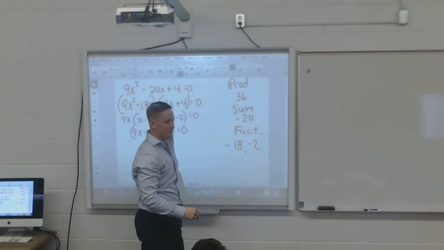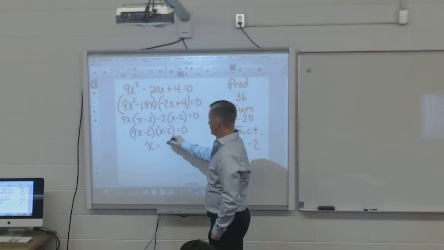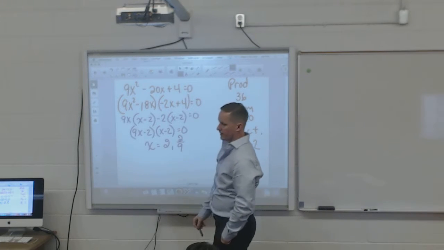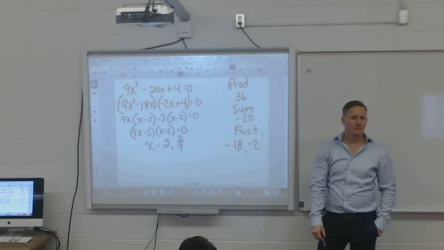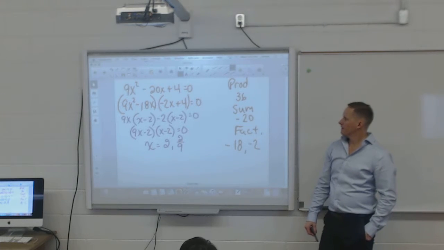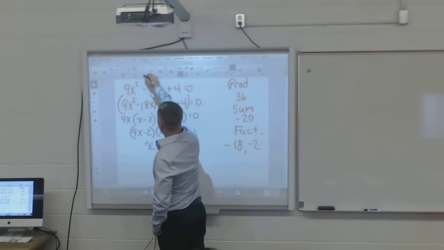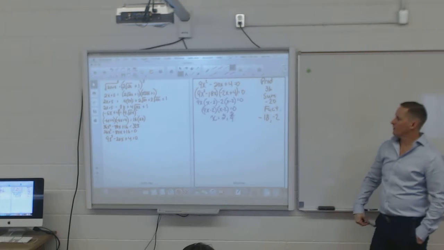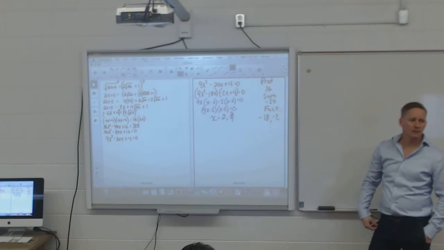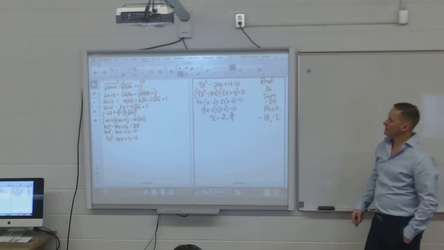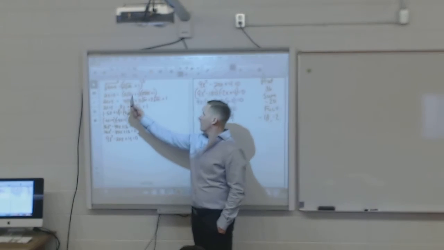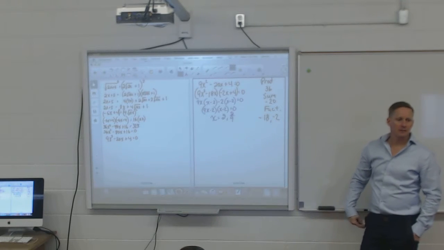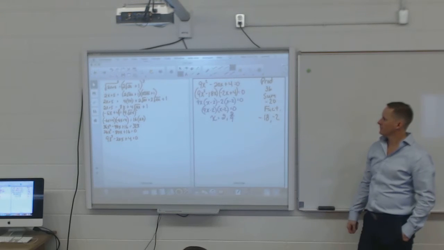X is equal to positive 2 and 2 over 9. Okay? So have a look at the amount of work. One question, piles of work. And the reason that it's this much work is because of the 2 square roots that we started with. You can't get rid of them both at the same time. You can only get rid of one at a time.